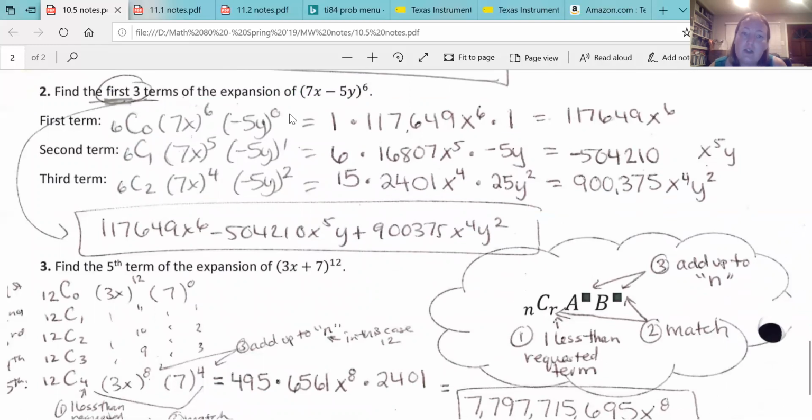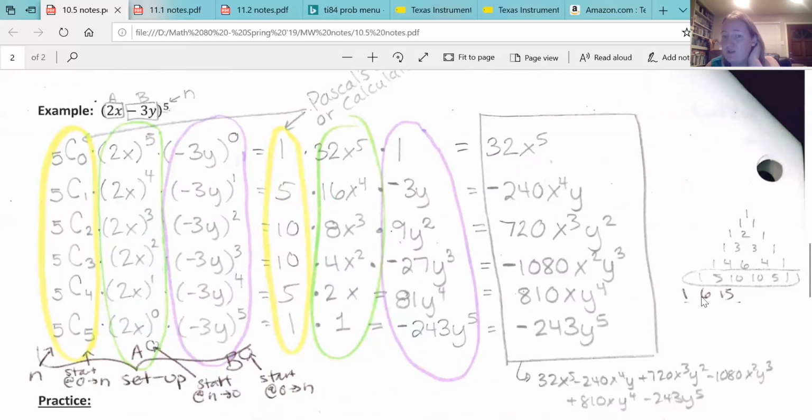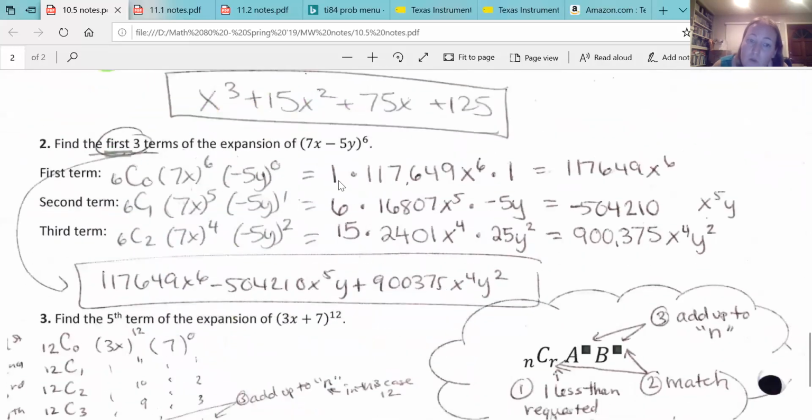Find the first 3. So this one is just recognizing that these numbers get very large when you have higher exponents. And so 6 to the 0, I would use my calculator, so I'm going to have to do 3 of them, or maybe I do Pascal's triangle just because 6 isn't too bad. In fact, I think I already have 6 here, 1, 6, 15, at least for the first 3. So 1, 6, 15. And then 7x is my A, and negative 5y is my B.